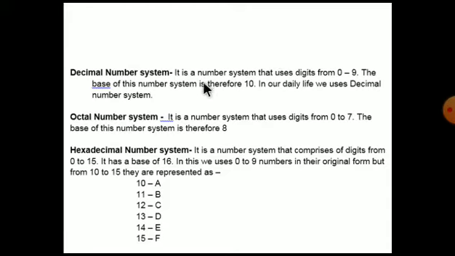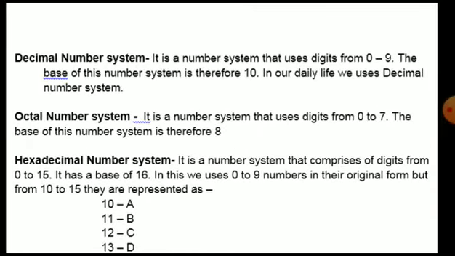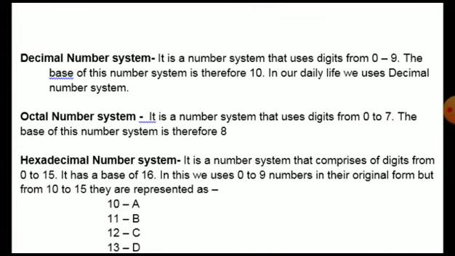Decimal number system. It is a number system that uses digits from 0 to 9. The base of the number system is therefore 10. In our daily life we use the decimal number system. Octal number system. It is a number system that uses digits from 0 to 7. The base of this number system is therefore 8.